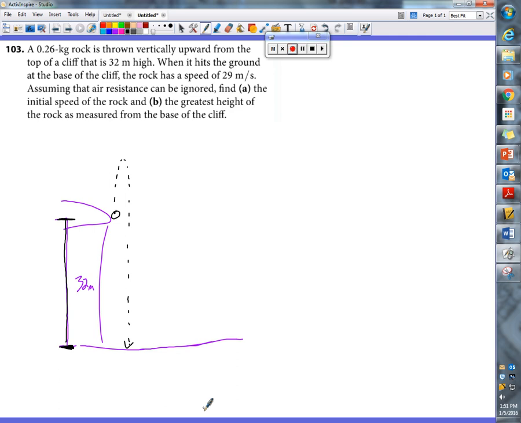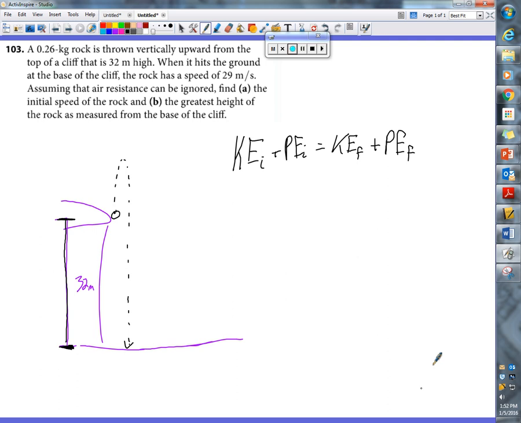This is a conservation of mechanical energy problem. So we're always going to start with our conservation of mechanical energy equation: KE initial plus PE initial is equal to KE final plus PE final. So, the initial speed of the rock. The initial speed is in our kinetic energy here.